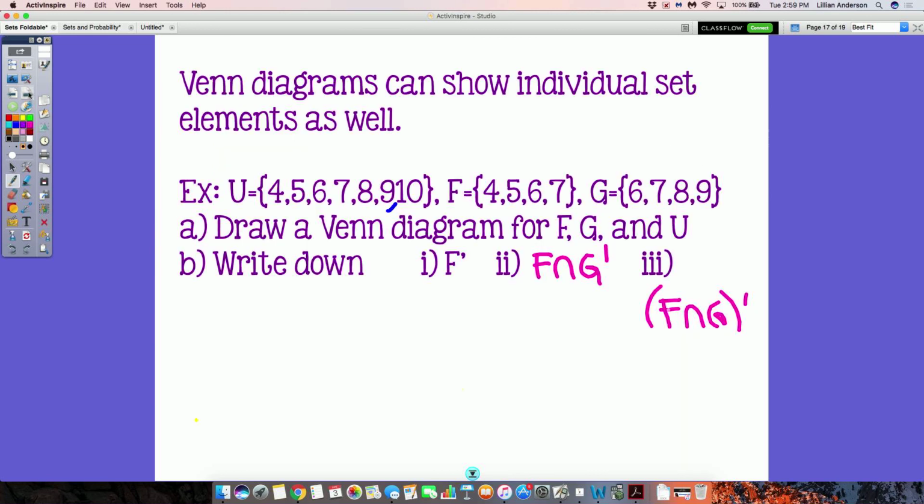Here we go. On your desk, you're going to draw the Venn diagram to represent this situation for F, G, and U. And then I want you to write down what are the elements in F complement, F intersection G complement, and F intersection G, the complement of that.